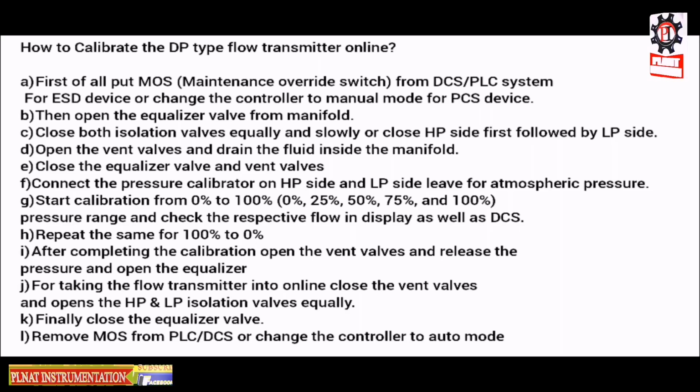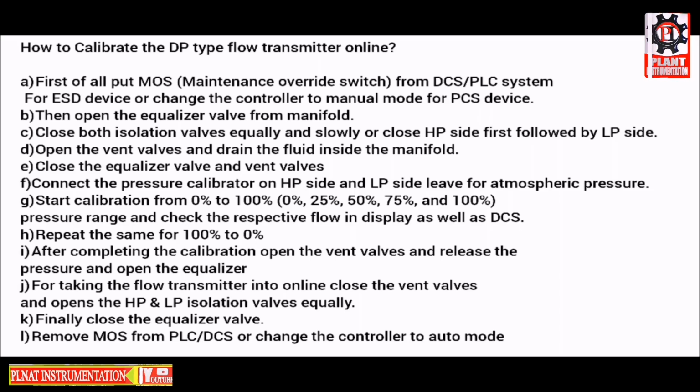First of all, I'll put MOS, maintenance override switch, from the DCS PLC system. For ESD devices, I'll change the controller to manual mode. For PCS devices, open the equalizer valve from the manifold. Close both isolation valves equally and slowly. I'll close the high pressure side first, followed by the LP side. Open the vent valve and drain the fluid inside the manifold. Close the equalizer valve and vent valve.